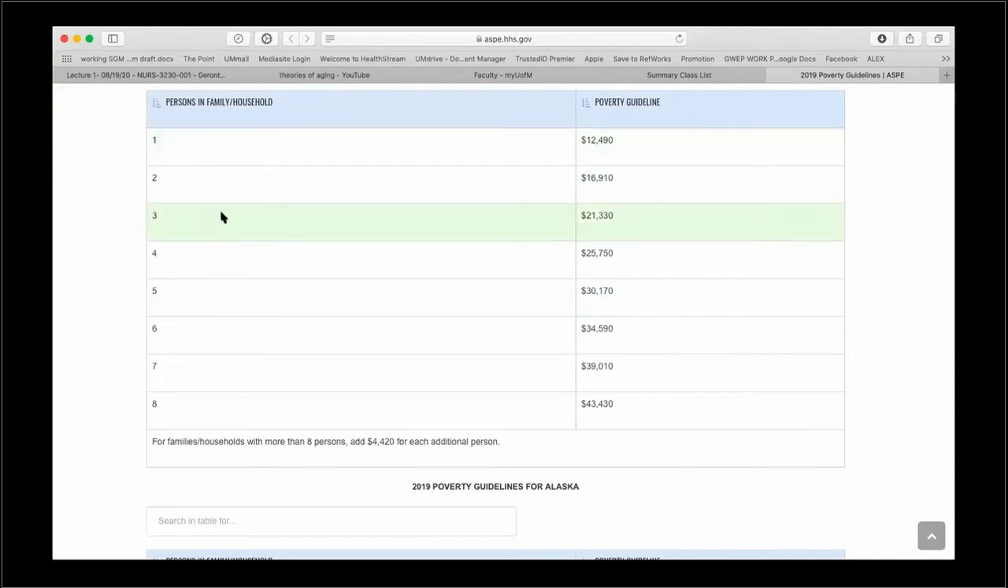As you have more and more people living in a household, the poverty level increases, but that's just because there's more earning potential within the household. Or you have children who are in the household. So maybe you have 4 people and 3 of them are children. This or less is considered poverty level. Again, not very much money for 4 people in a household. So I just wanted to show you that.